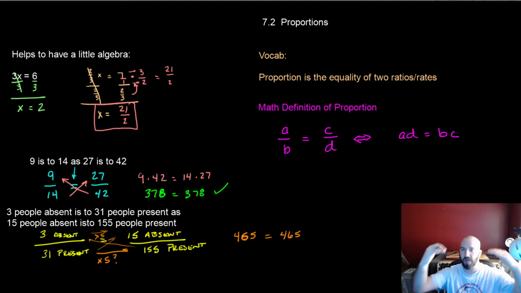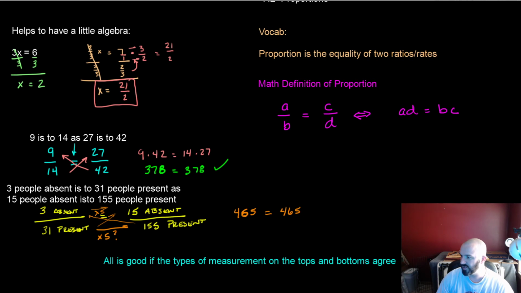As long as the top and the bottom agree, notice the absents are up top, the presents are on the bottom. As long as those agree, as far as the types of measurements, life is good. Ignore the measurements. Do the thing. It's going to make your life so much less complicated.